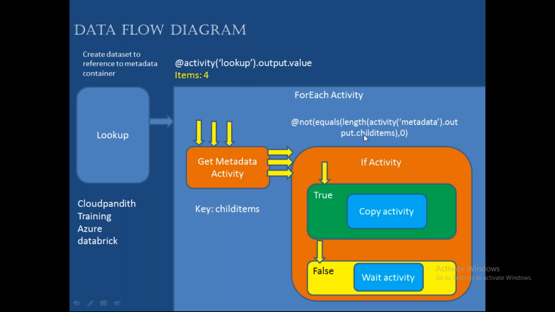Then those items I will pass to this if activity. In this if activity, I will check whether I have any files. Yes, I have files, so again I will execute a copy activity. Once the copy activity is done, I will come back and pick the fourth item. All these files I will pass to our if activity and check whether we have any files. I don't have any files in the Databricks container. If I don't have anything, I will execute the false activity, which is basically the wait activity, and it will wait for some time.